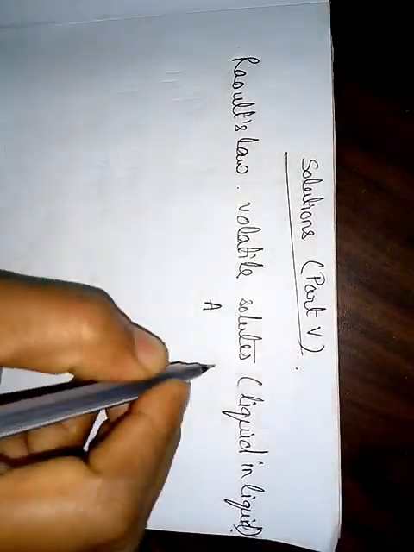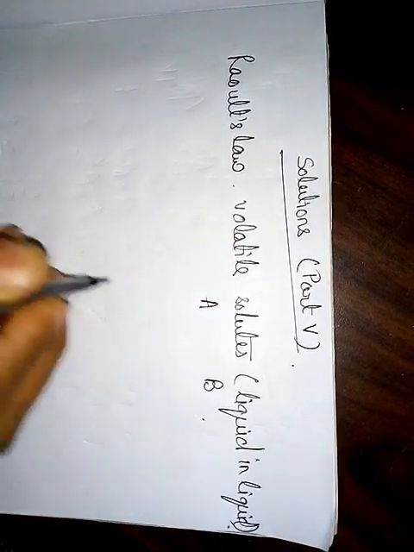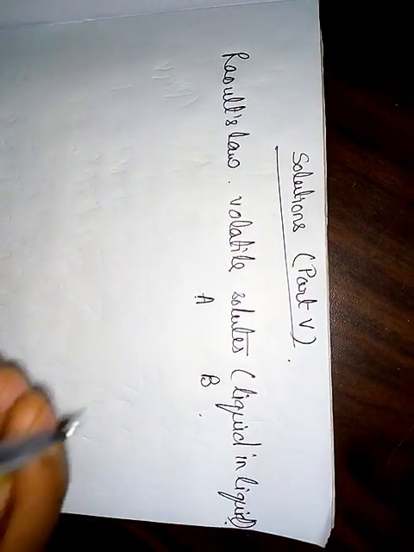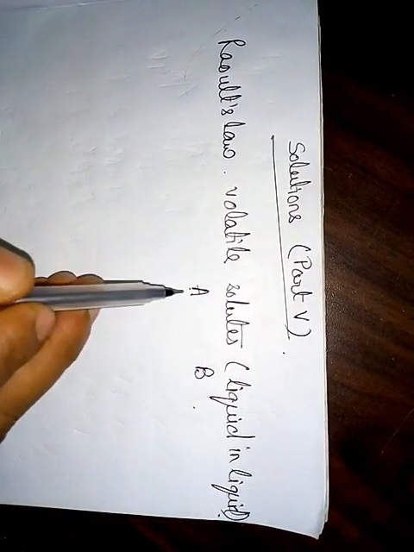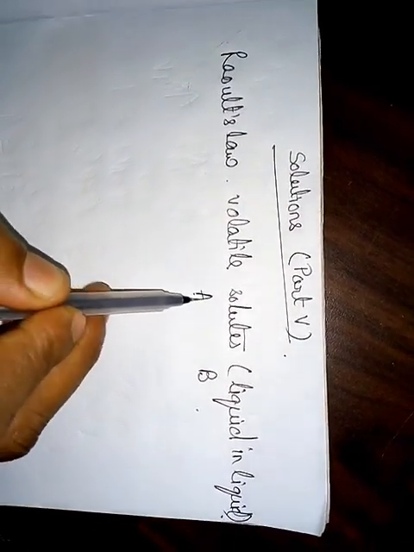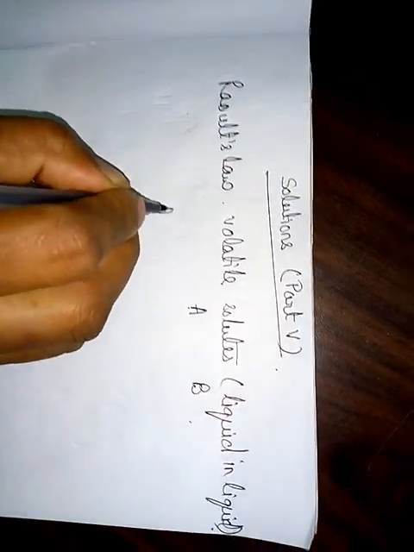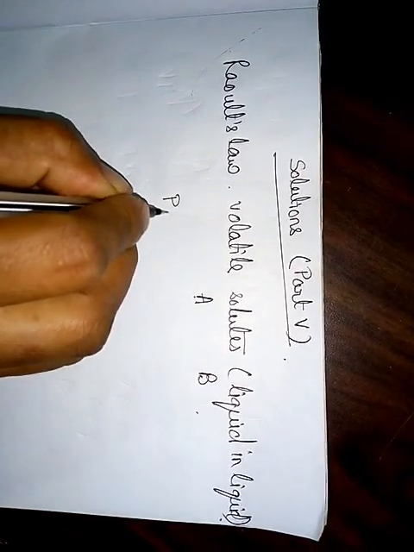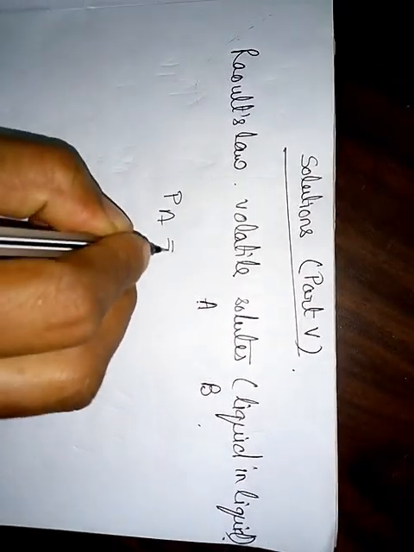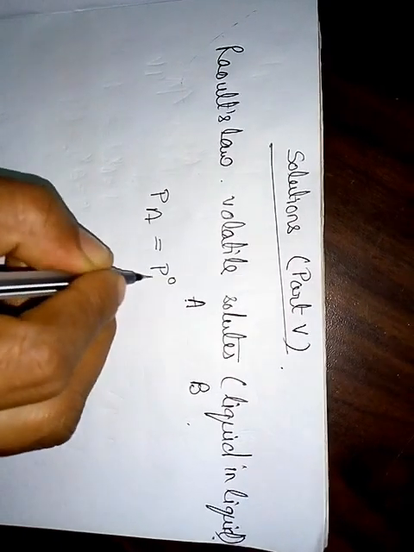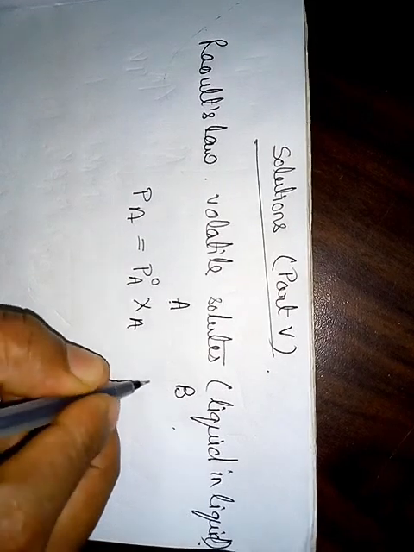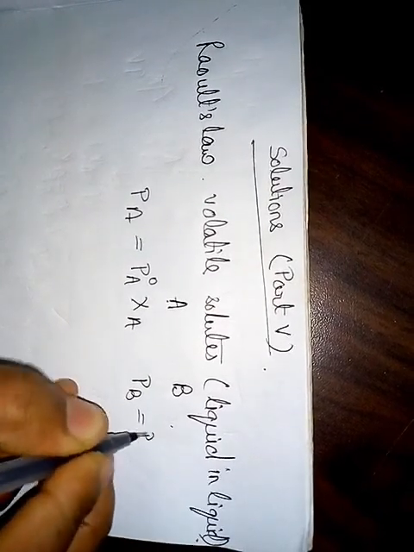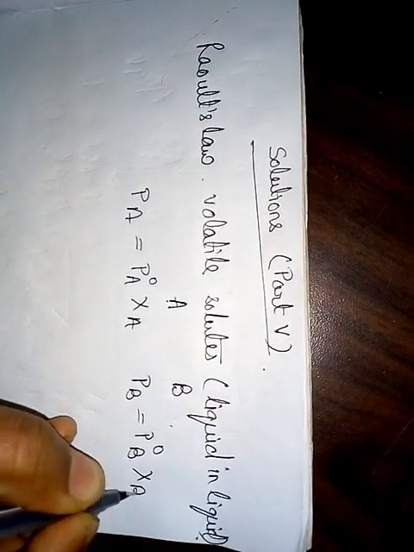we have a liquid A, we have another liquid B, where A is the solute, B is the solvent. So Raoult's law is applied to A, then it was PA is equal to P naught A into XA. When applied to component B, it is PB is equal to P naught B into XB.